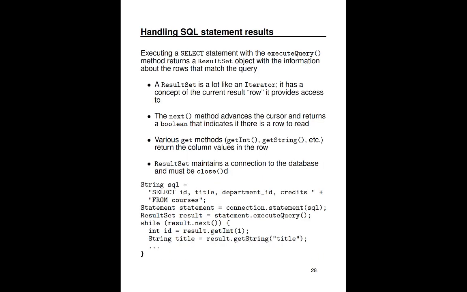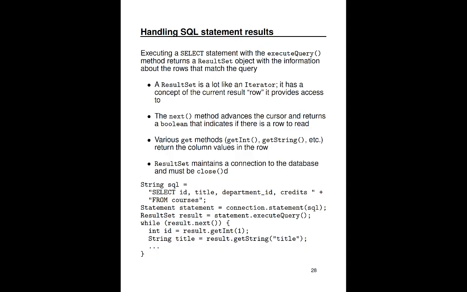As I mentioned, the execute query method returns a result set. So the result set is an object that has the rows, information about the rows that match the query. The Java interface for result set looks a lot like an iterator. So the result set object knows what row it is currently processing, and then you ask it for information about that row. And when you're done with that, you can advance to the next row using the next method. So essentially, it's got a cursor that it maintains and provides information about whatever the cursor is pointing to.